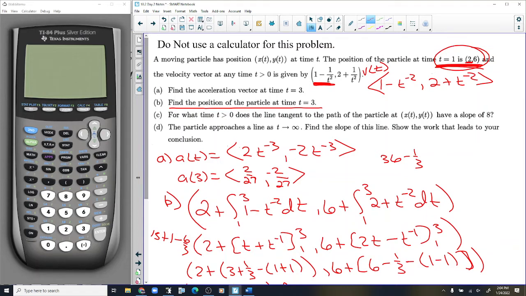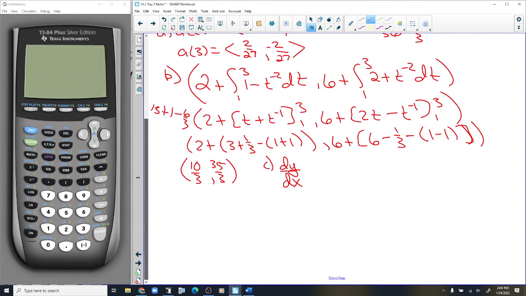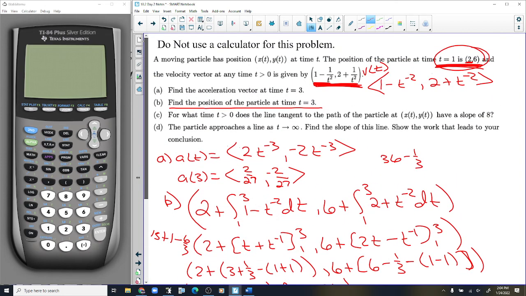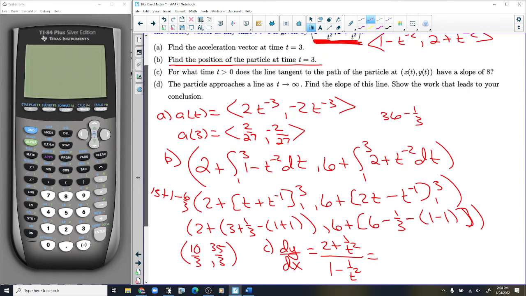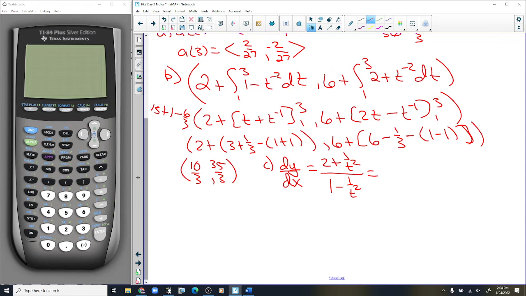But they gave us velocity, didn't they? That is dy/dx right there. So 2 plus 1 over t squared over 1 minus 1 over t squared. Don't they want to know where that is 8? Where's the slope 8? So we'll set that equal to 8. Well, let's get rid of the complex fraction. Multiply everything by t squared, the top and bottom anyway. So 2t squared plus 1 over t squared minus 1 is equal to 8. So there we go. We got rid of the complex fraction. That's a good step forward.